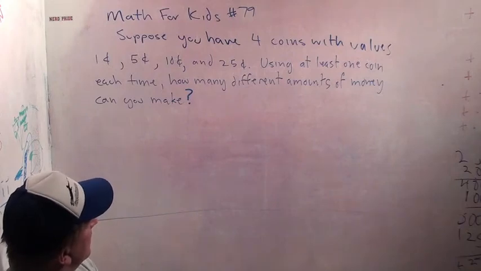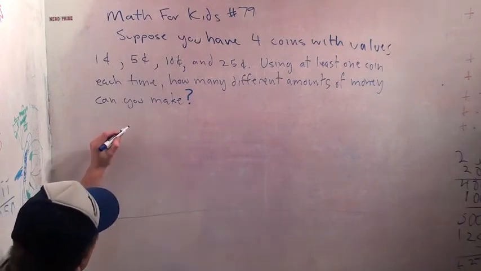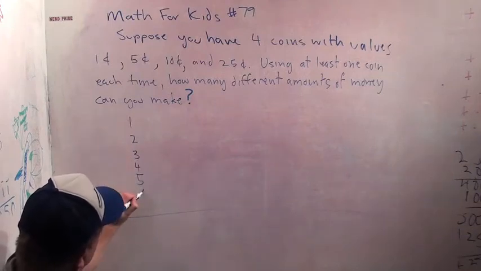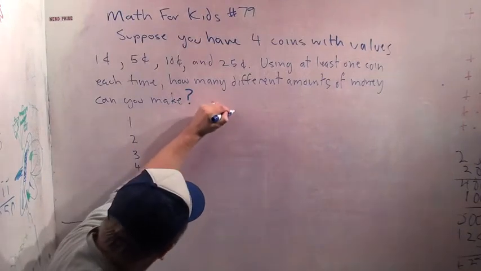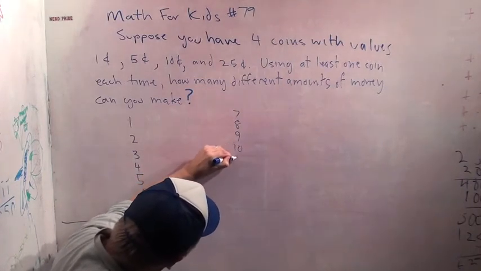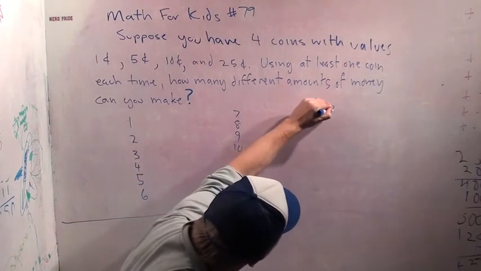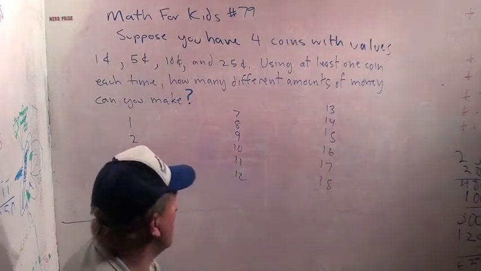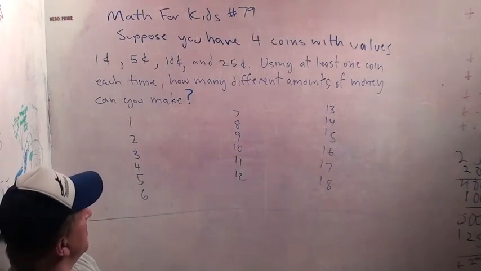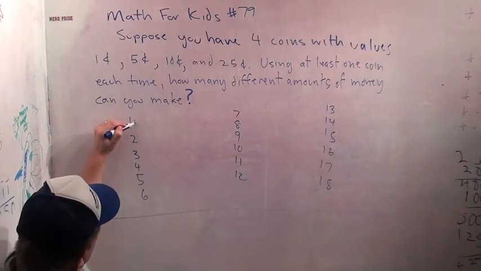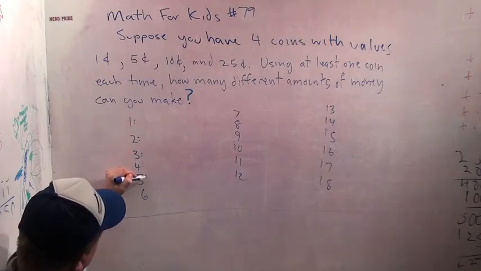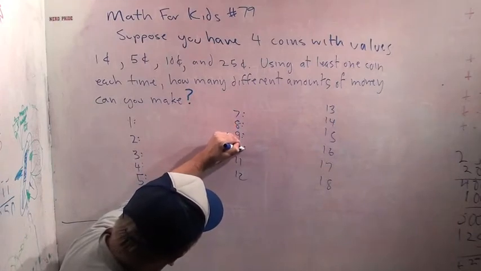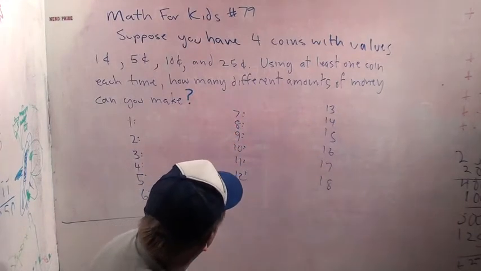I'd like to make a chart. A chart. Okay, let's make a chart. 1, 2, 3, 4, 5, 6, 7, 8, 9, 10, 11, 12, 13, 14, 15, 16, 17, 18. Hopefully that'll be enough. If you're going to make a chart, how would you like to start counting them? Well, first, let's do the ones with only one coin, and the ones with only 2 coins, and the ones with only 3, and the ones with only 4. Okay, well that will be interesting.